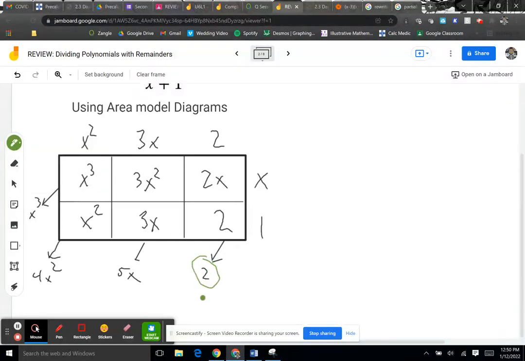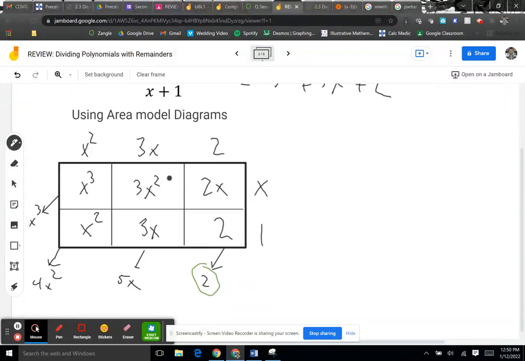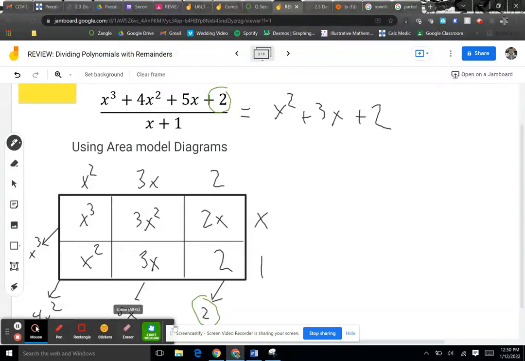In this case, there is no remainder. We have exactly what we needed here. We have a plus 2, plus 2. This all matches. We're good. So we have now rewritten this as x squared plus 3x plus 2. So that's our first strategy for rewriting this using area model diagrams.